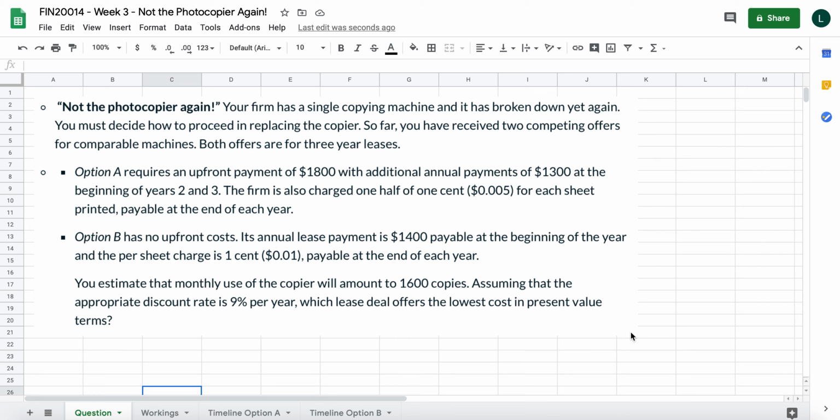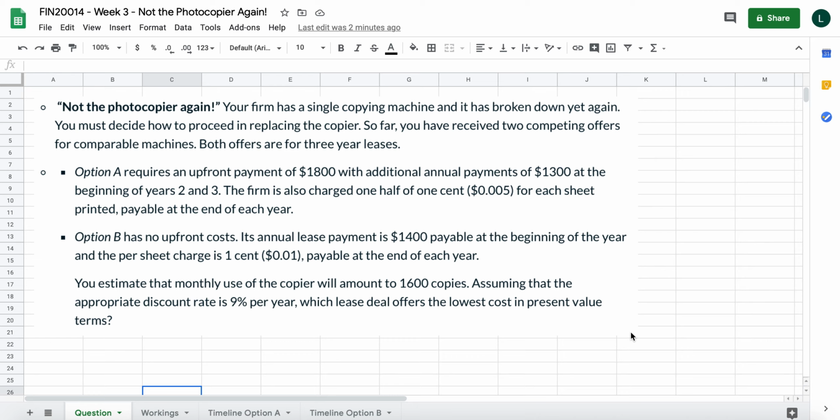We had a request to go over this question here, which is week 3. So that's what I'm going to do here for you. So first, let's read through the question. It's called Not the Photocopier Again. Your firm has a single copy machine and it has broken down yet again. You must decide how to proceed in replacing the copier.